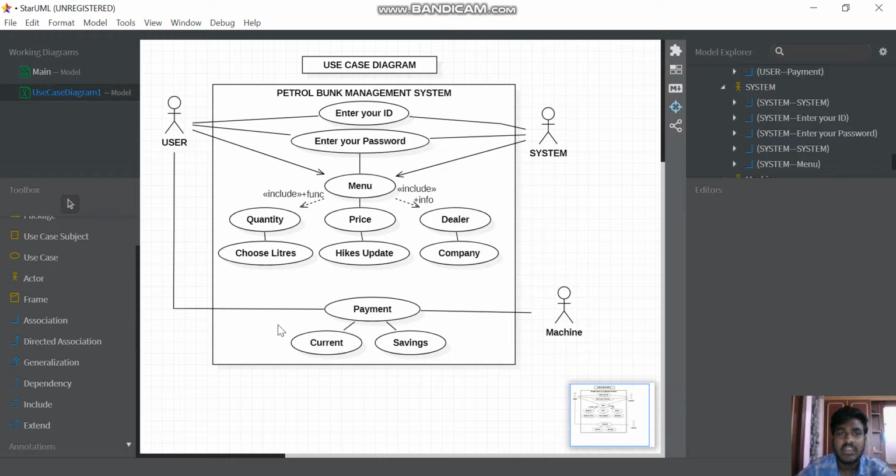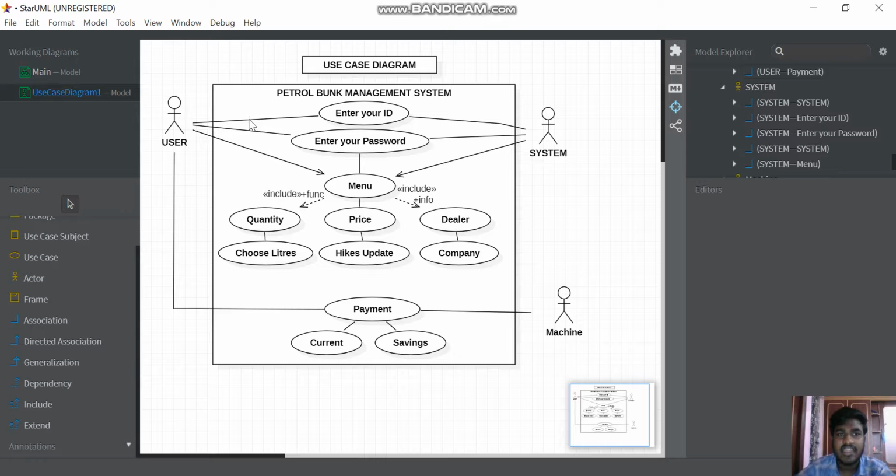And finally, the user has to pay. For paying in cash, the system is not used, but when the user pays by card, the system is used. So user is associated to payment use case, and the payment is associated to machine through which the user pays. In payment, there are two types: current account and savings account. Many users have their account in current, and some users have savings. So with whatever you want to pay, you can pay through current, or you can pay through savings. So this is the use case diagram used for petrol bunk management system.